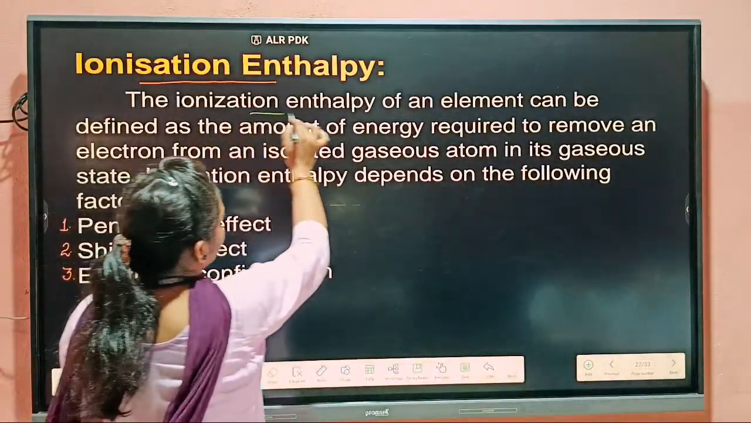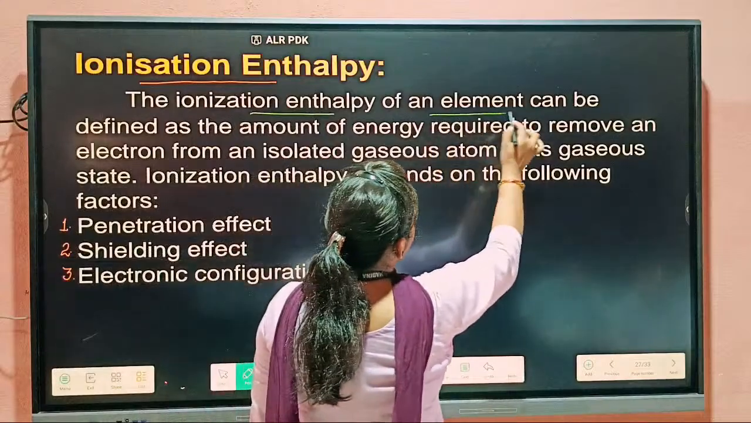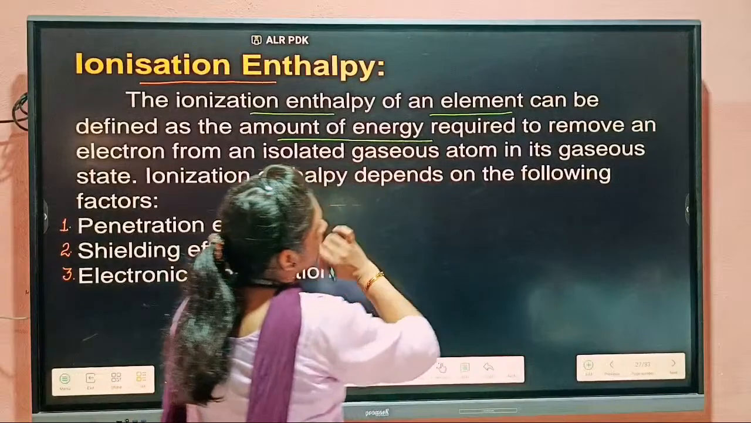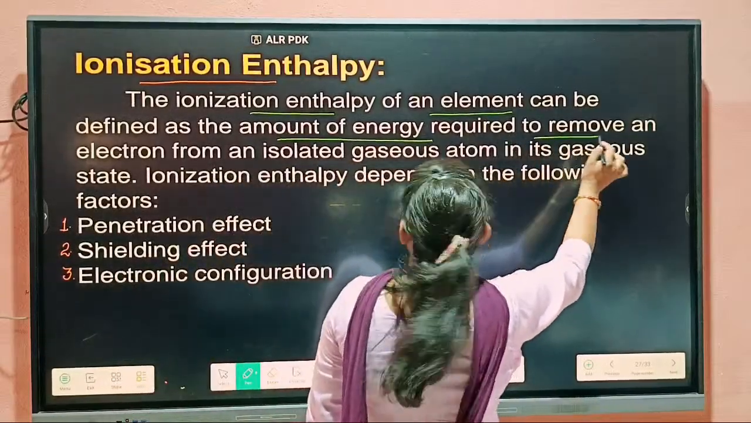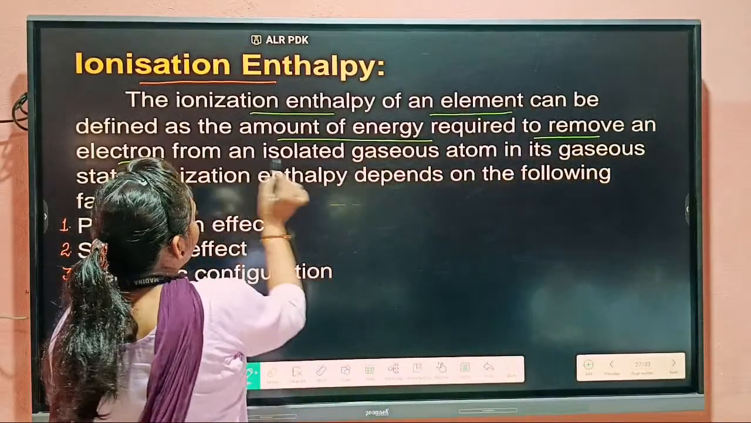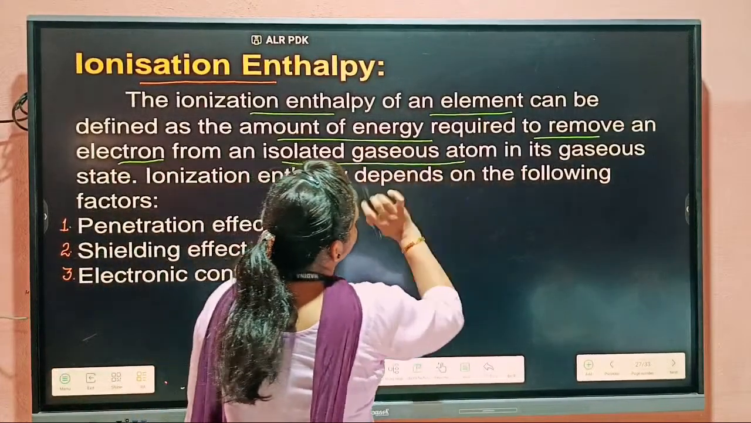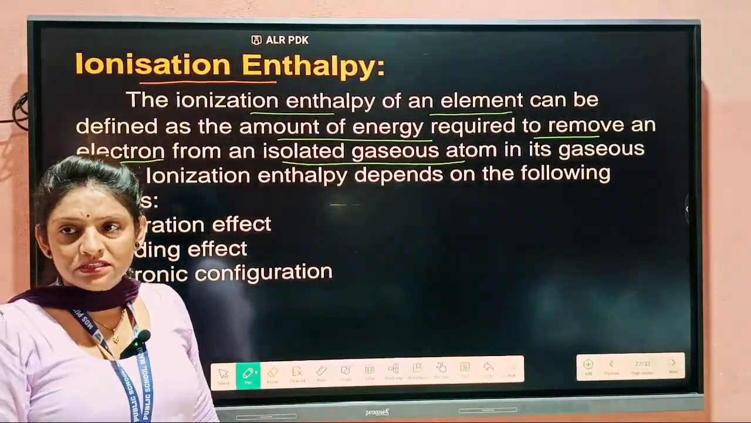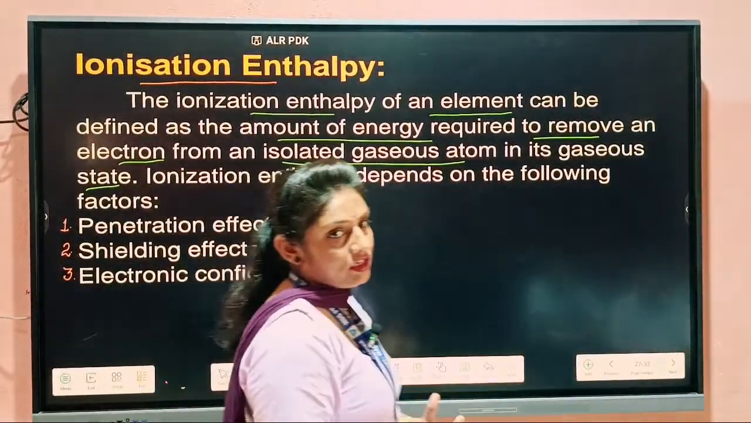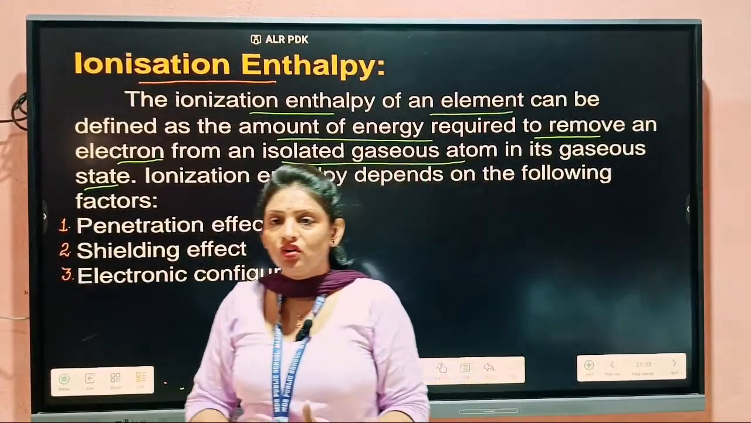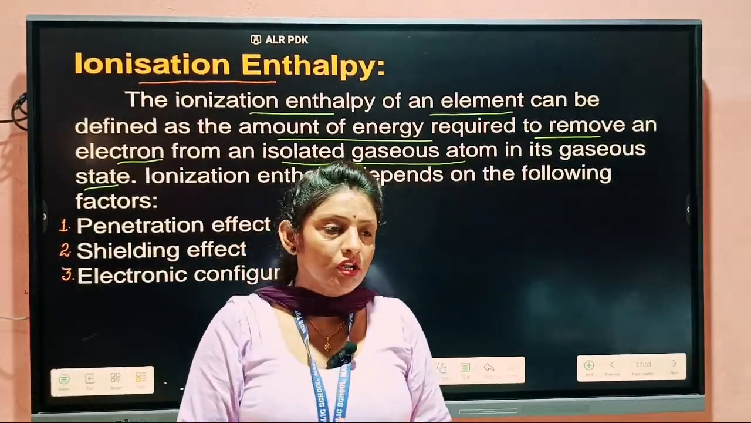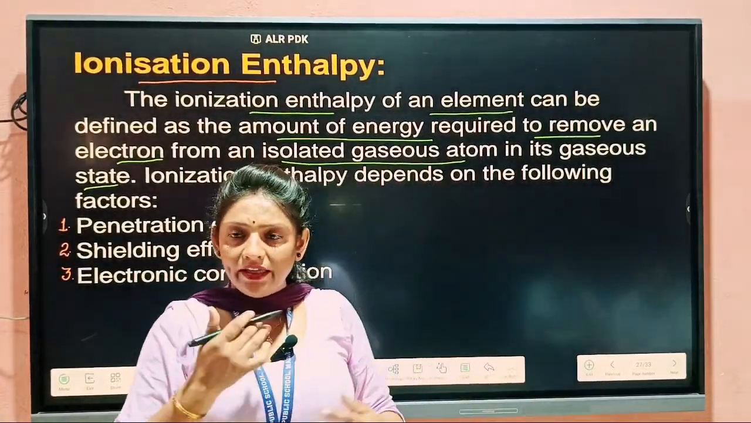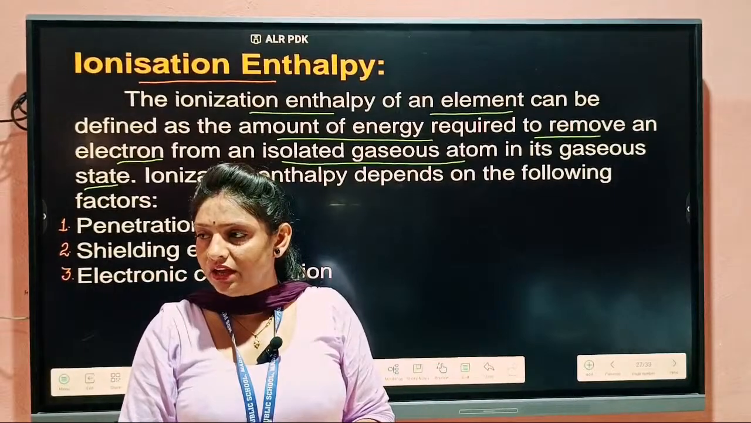Ionization enthalpy of an element can be defined as the amount of energy required to remove an electron from an isolated gaseous atom in the gaseous state. It means the amount of energy required for removal of the electron from the outermost shell of an element. That energy is known as the ionization enthalpy.